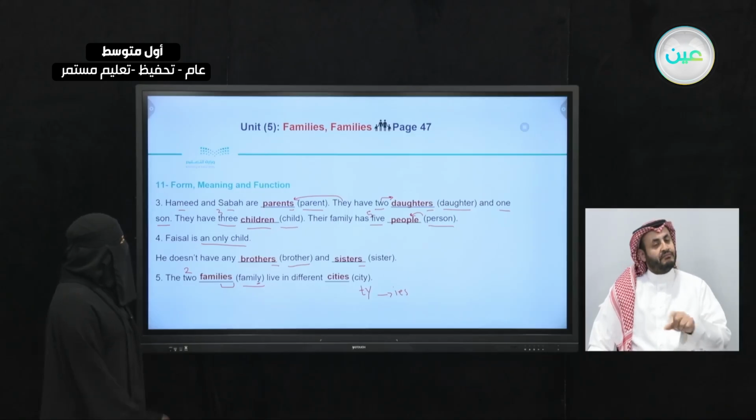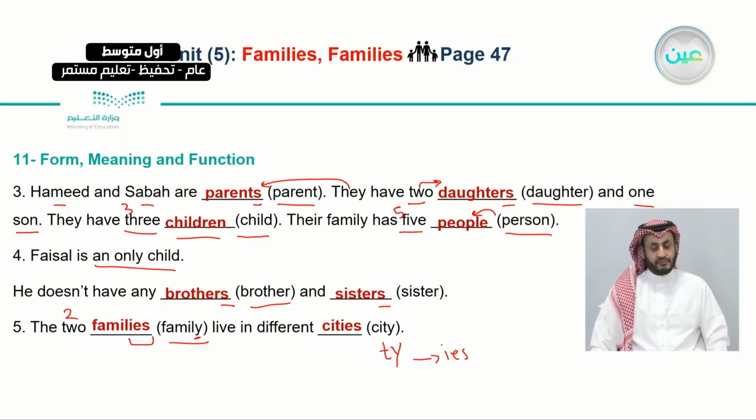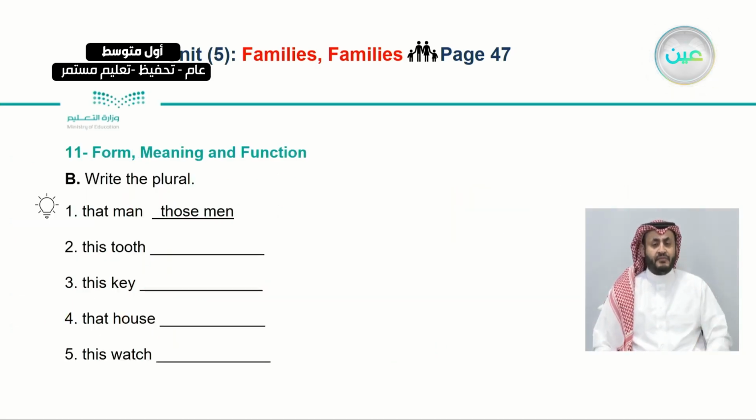So let's start reading one more time. Hamid and Sabah are parents. They have 2 daughters and 1 son. They have 3 children. Their family has 5 people. Faisal is an only child. He doesn't have any brothers and sisters. The 2 families live in different cities.